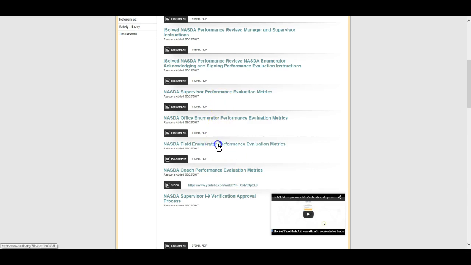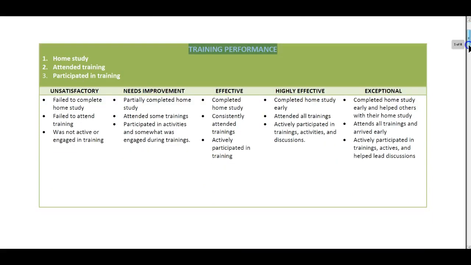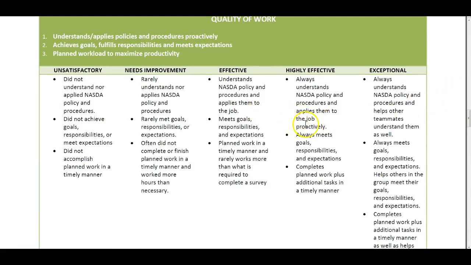So if we click on the field enumerator performance metric document, for each objective or category that we have you evaluating the employee on, we also show you what it means to be unsatisfactory, what it means to be needs improvement, effective, highly effective, or exceptional. You go through each category on the evaluation that requires a rating. I encourage you to use this document as you're going through the evaluation process to make sure that you are accurately and thoroughly evaluating the employee based on their performance. And this tells you exactly where they should be according to each rating.